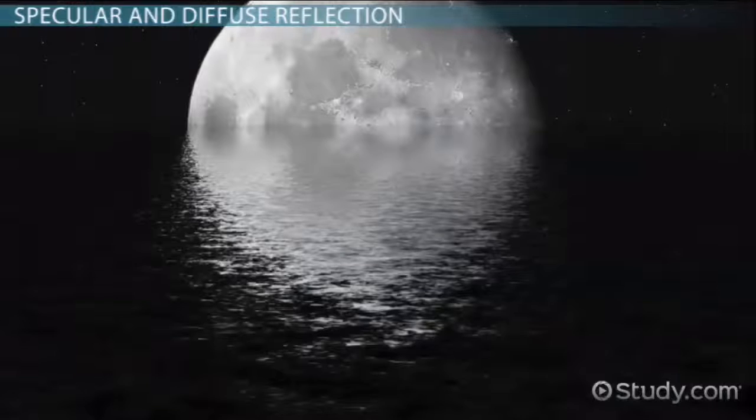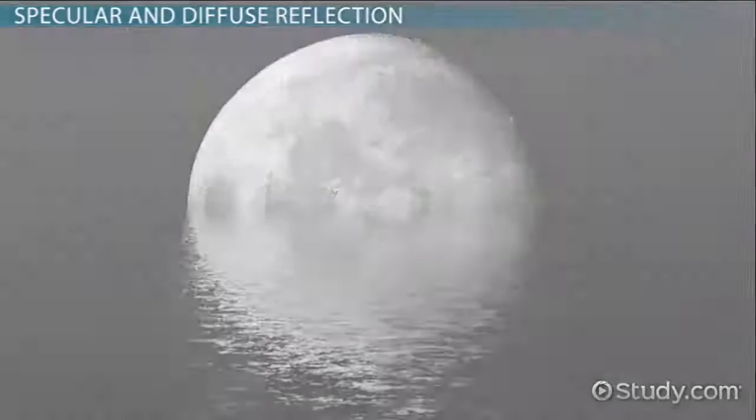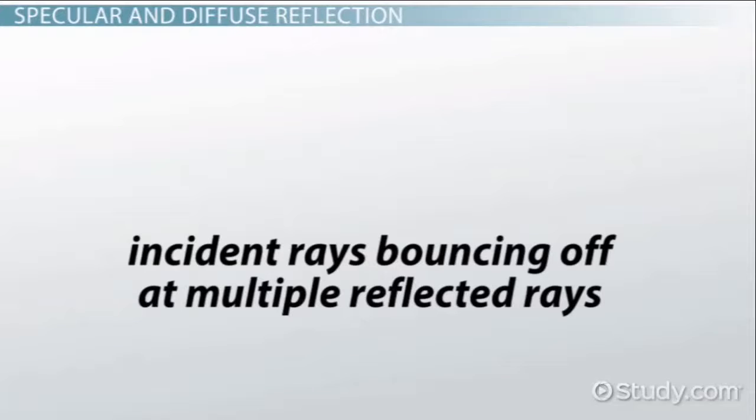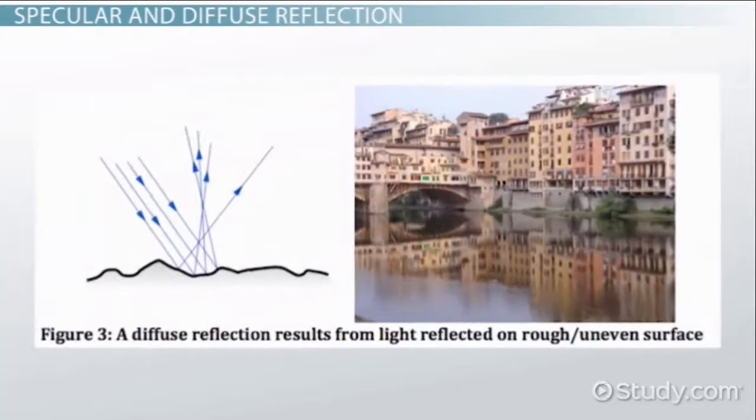When reflection occurs on uneven surfaces, the law of reflection is still observed, with multiple incident rays bouncing off at multiple reflected rays due to the texture of the surface. Light is diffused, and a diffuse reflection occurs. Some examples of objects that give off diffuse reflections are textured glass and a rough asphalt road.